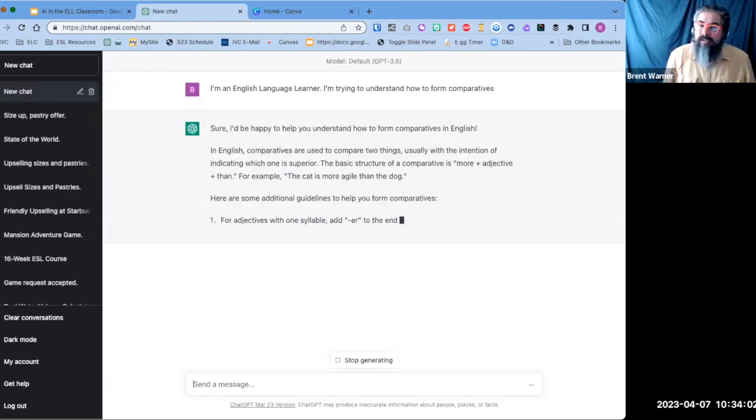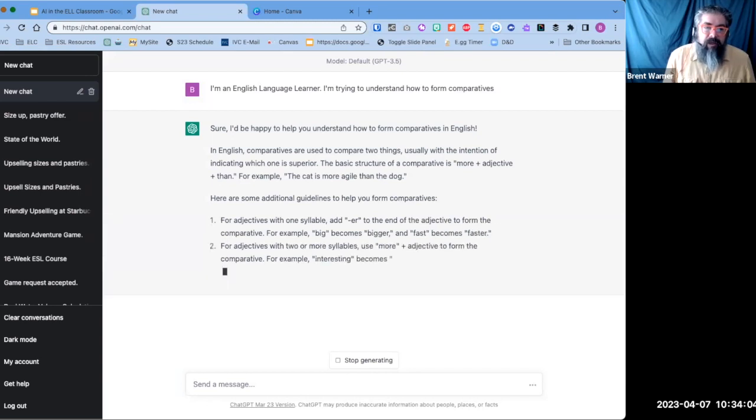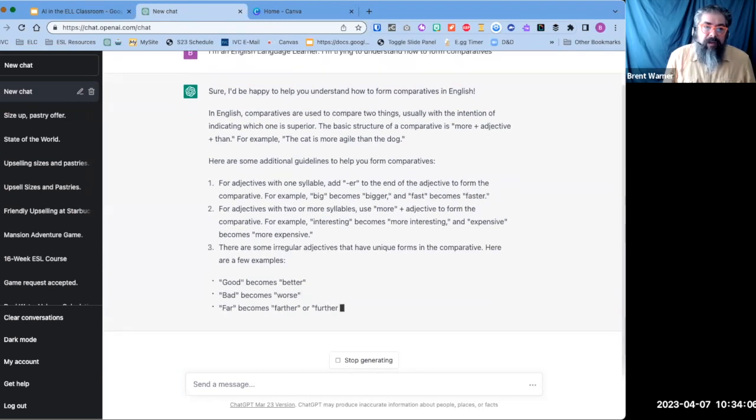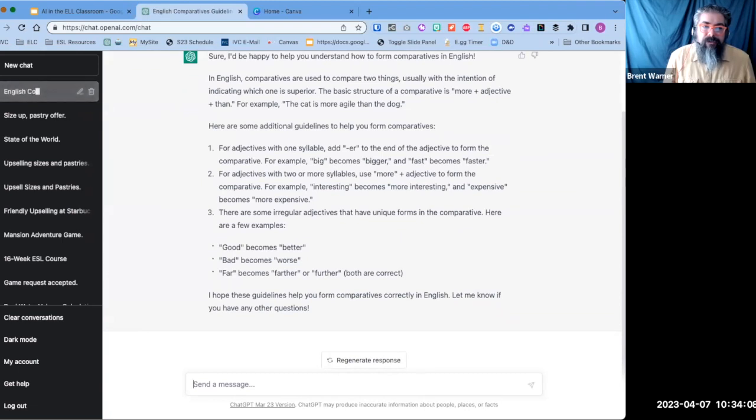So just going to start right with that. And here's what it's coming up with. Sure, I'd be happy to help you understand. In English, comparatives are used to compare two things. For adjectives with one syllable, add ER to the adjective to form the comparative. For example, big becomes bigger, fast becomes faster, etc. And it goes on to give some of these examples.